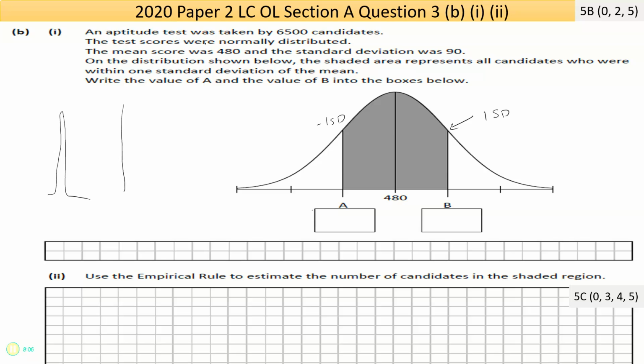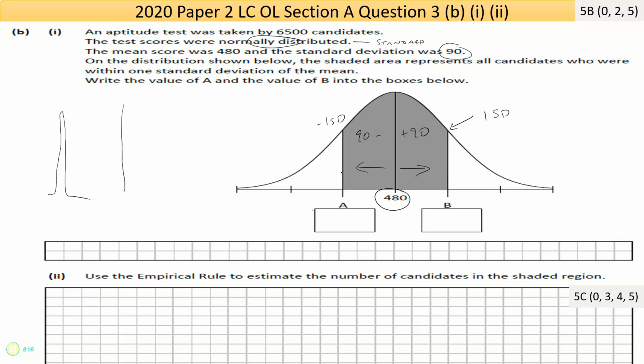Now, an aptitude test was taken by 6,500 candidates. So all the 6,500 people are under this curve. The test scores were normally distributed, so it is a standard distribution. They're telling us that. For you, it won't really matter. They won't give you anything that's not standardly distributed. This is statistics 101, not advanced. Thank God. Now the mean score was 480. So we're told that's the middle score, so half the population have a greater score, half have a lesser score. And they're telling us the standard deviation was 90. Now, taking into account what I said, that's going to be +90 and this is going to be -90.